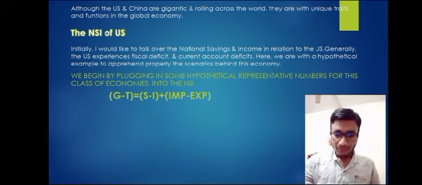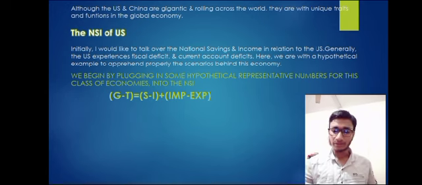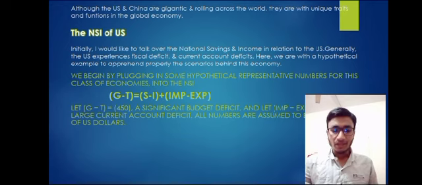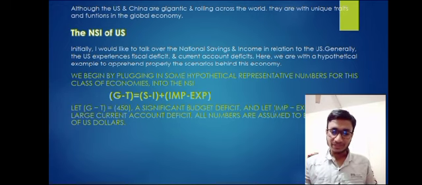So let's take a look at the example given on the screen. Here we find that government expenditure minus tax shows a negative balance, or negative number. That means it is a budget deficit, and import minus export is equal to 500 million. It is positive. That means the economy witnesses a current account deficit.